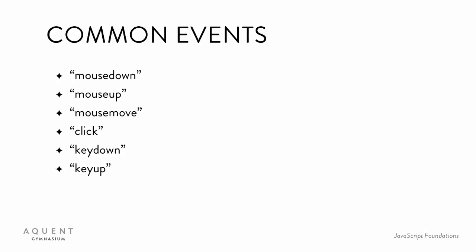Mouse down and mouse up mean that the user pressed and released the mouse button while over a particular element. Click means that the user pressed and released the mouse button while over the same element. Mouse move means that the mouse moved while it was on top of a particular element. Key down and key up are pretty straightforward, but know that if the user holds a key down, you will probably get a continuous stream of key down events as long as the key is held down.